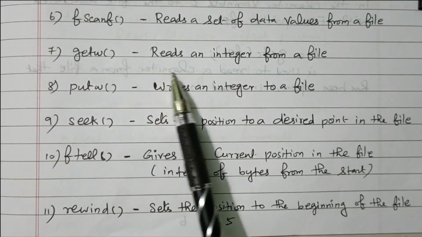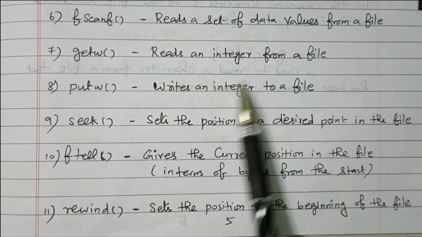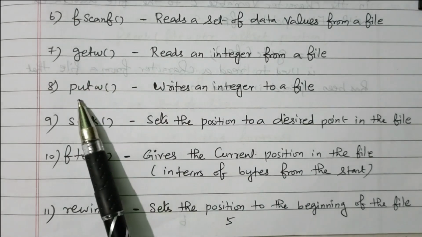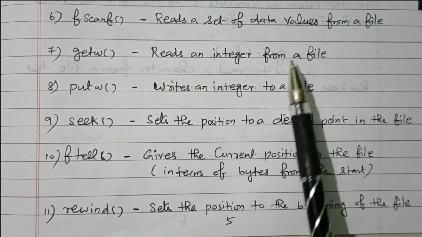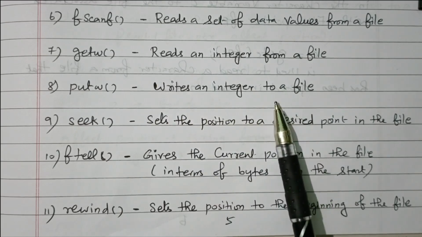getw reads an integer from a file. We already saw getc and putc, which are used for characters. Similarly, getw and putw. getw reads an integer from a file, and putw means write an integer to a file. Right, this refers to the integer, earlier one character.